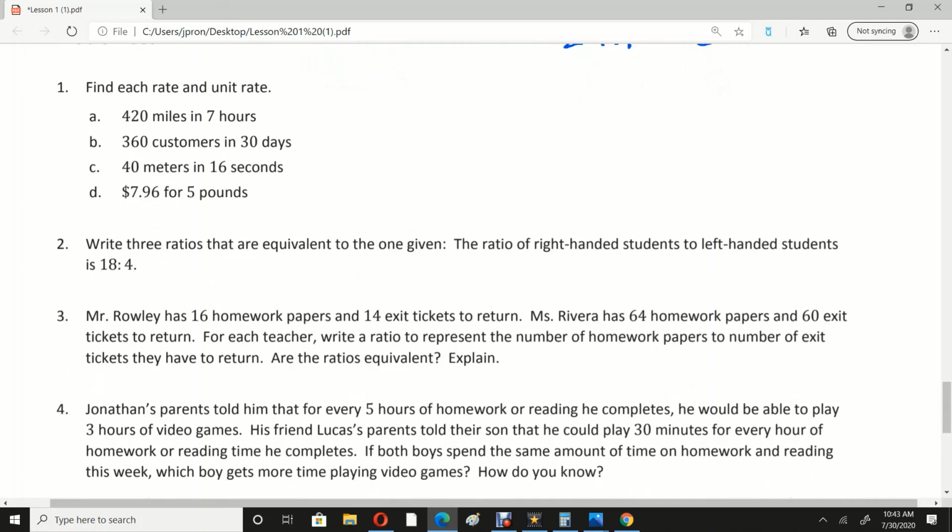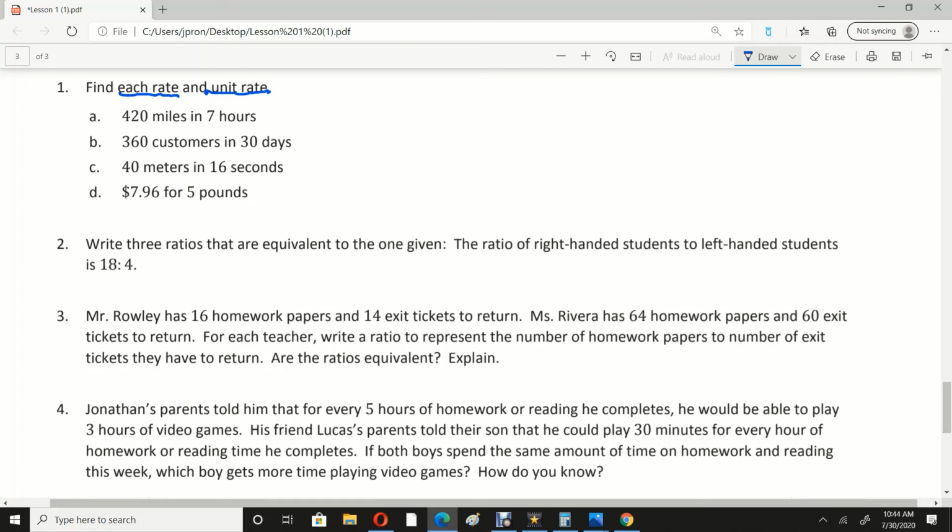Okay, so find each rate and unit rate. Great. Now remember, the rate is your description of it, right? Your unit rate is the number, but you also need to have the rate. So you need to have the description. So 420 miles in 7 hours. You find the unit rate by dividing to get the number of miles per hour, and then your rate is just the description of that. So I'll go ahead and do this one just as an example.